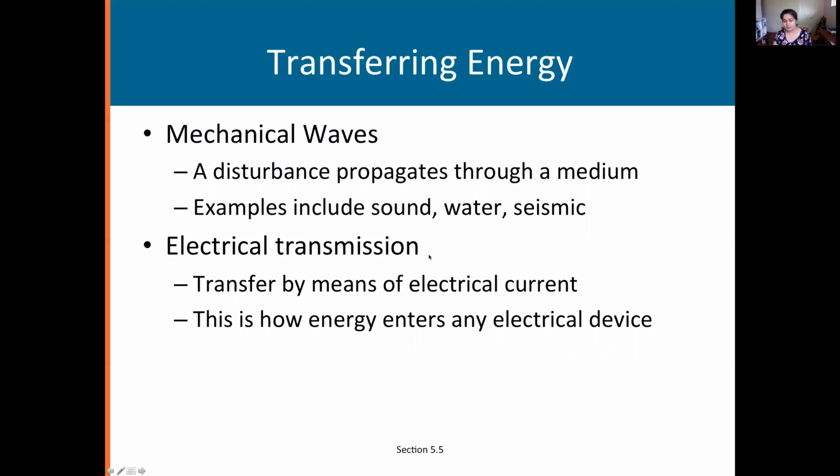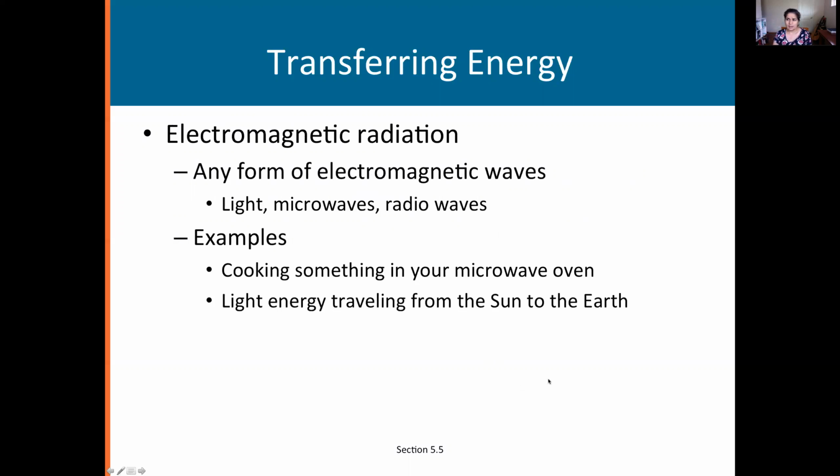Electrical transmission carries energy with it. You know, when you switch your light on, the energy is coming via the electrical current. So that's another way of transferring energy. And electromagnetic radiation, after all the energy that we receive on the earth is from the sun, which is electromagnetic radiation. Okay, and you'll learn about that more in physics too.